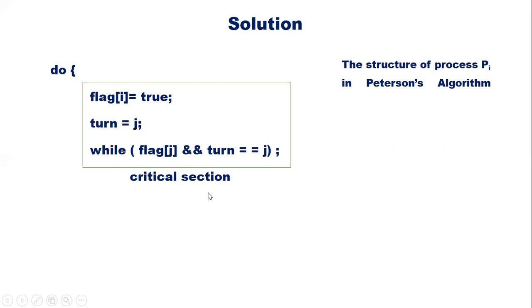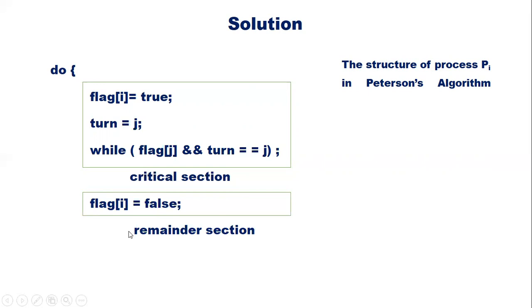Next is the critical section. Then flag[i] equal to false. This is the exit section. After that is the remainder section. All of this is put in an infinite loop, while true.